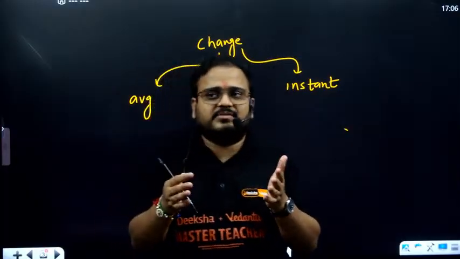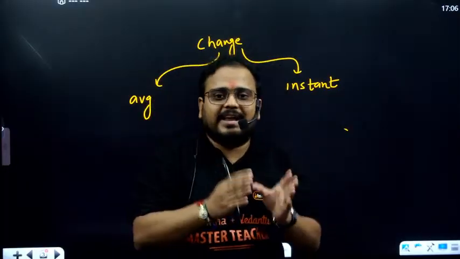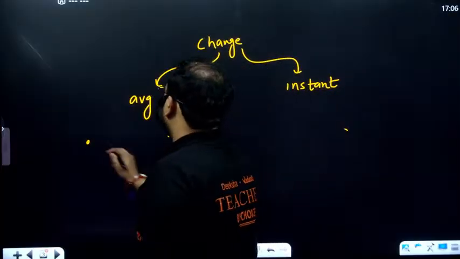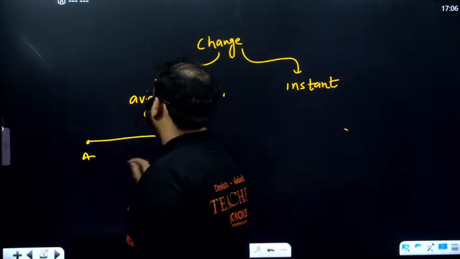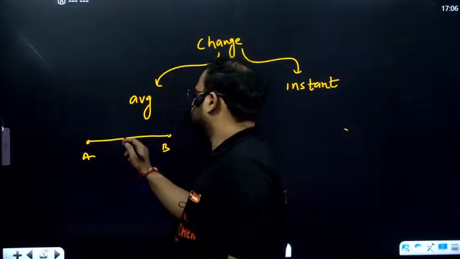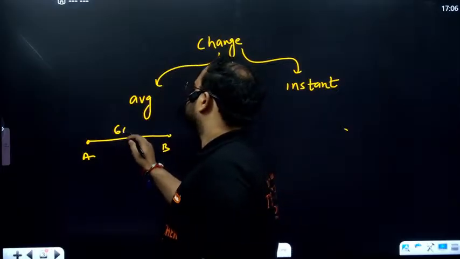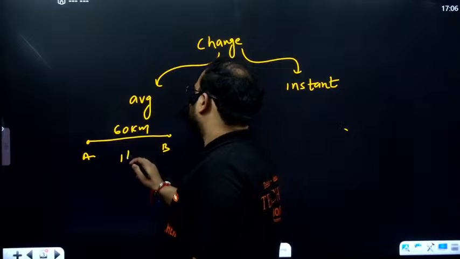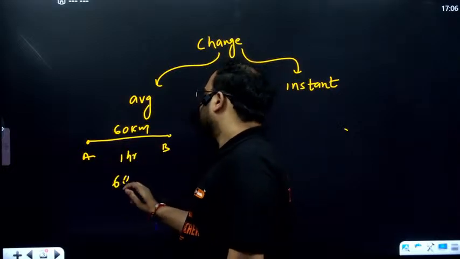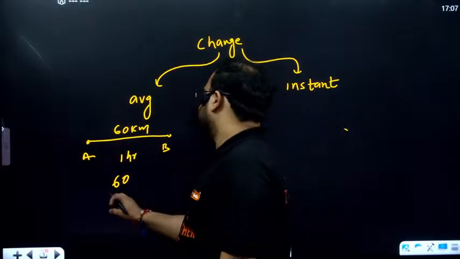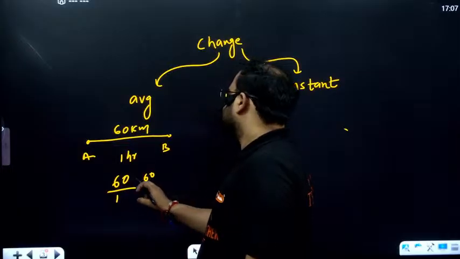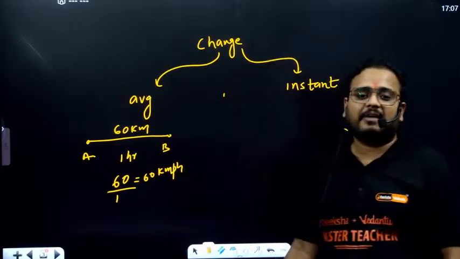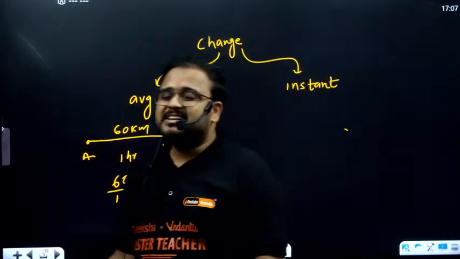Average velocity is where, if I went from place A to place B, I can know what the distance is over here. Let's say the distance is 60 kilometers, and it took me, let's say, 1 hour. I'll say my average speed is 60 by 1, which becomes 60 kmph. That's my average speed. What about instant speed?